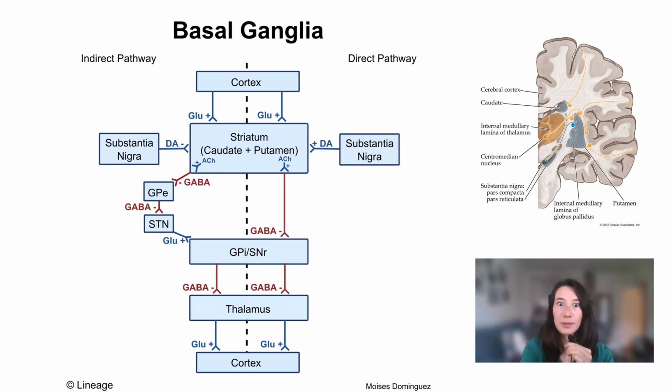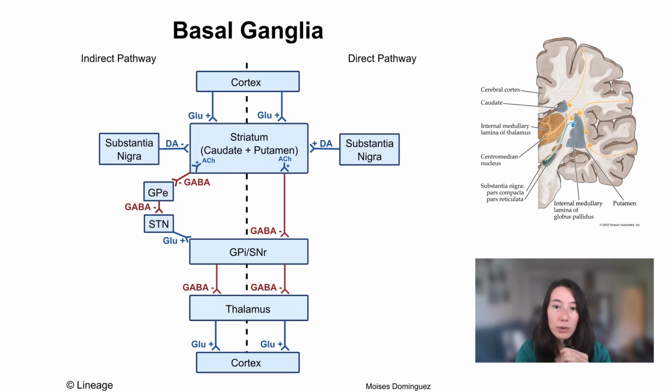Again, we've talked about the substantia nigra. Its job should be to produce dopamine. So the substantia nigra is going to send the dopamine to the striatum. The cortex is going to send glutamate, which is an excitatory neurotransmitter, to the striatum. Now, through both the direct and indirect pathways, information continues on through the basal ganglia until it eventually communicates with the thalamus, which then communicates with the cortex.